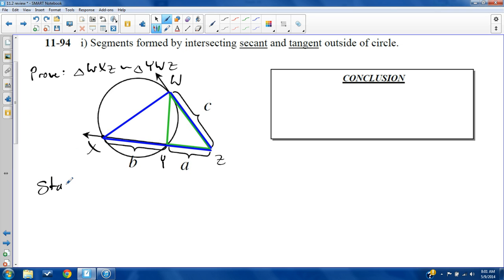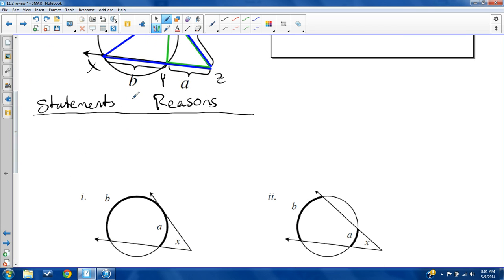So let's do statements and reasons, because the whole thing is about, I need to talk about what segments are proportional. Remember, we did this with chords. We proved two triangles similar. We found out what could work with intersecting chords and what parts intersect, all that stuff.